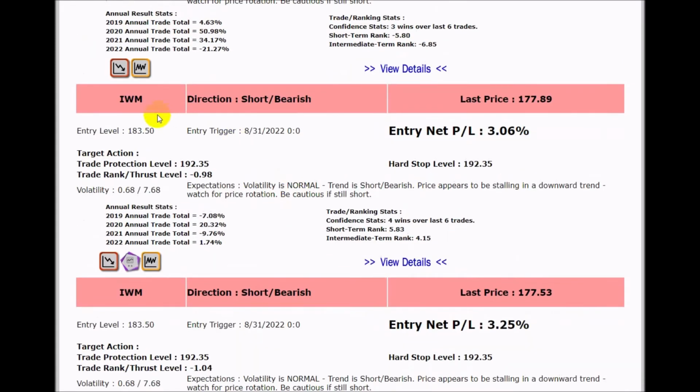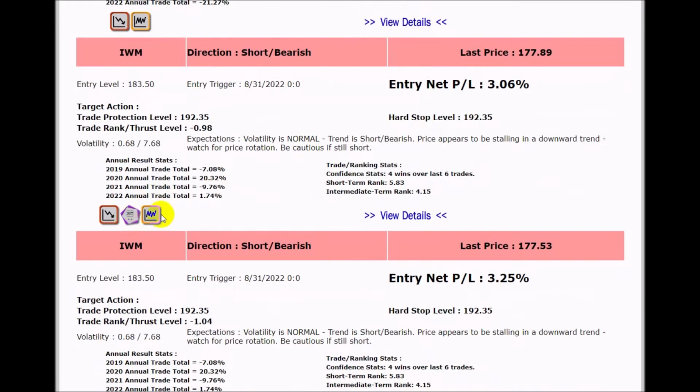And then we have here, IWM is the same thing. We've got 3.06% in the trade. We haven't hit our first target. It's only about 2.5 weeks old. We have a physical stop level at 192.35, which is just above the actual entry price. It's right at our trade protection level, and it's more than likely because it's moving sideways.